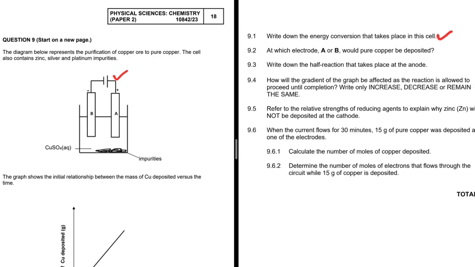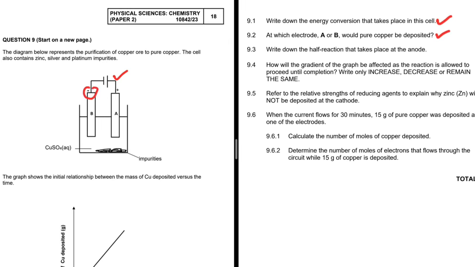At which electrode, A or B, will pure copper be deposited? 9.2. Pure copper will get deposited at the negative electrode, meaning that the answer to 9.2 should be B. Let me show you why it will get deposited at the negative electrode.